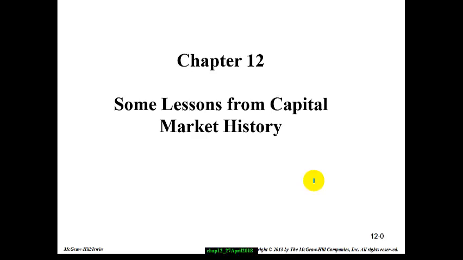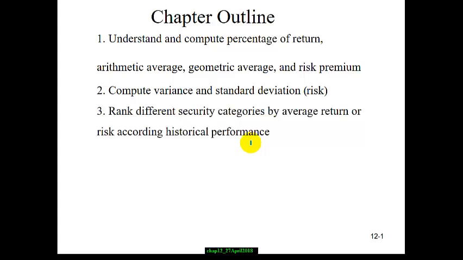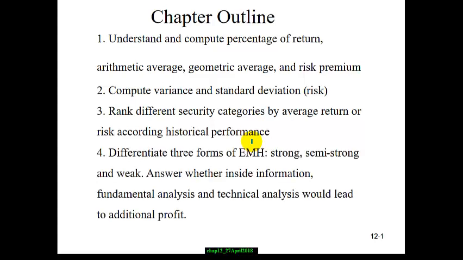In Chapter 12, we're going to go over some lessons from capital market history. In this chapter, we will learn how to compute basic returns for historical investment, and also risk measure calculations. After finishing this lecture, you shall be able to rank performance of different investment categories based on historical performance data. We will also visit efficient market hypothesis theories in the end.